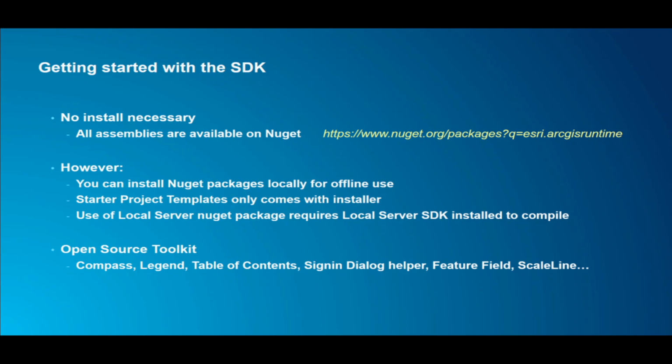It includes already a compass, a legend, table of contents, a sign-in dialog on WPF, feature data field, and a scale line control as well. Right now that's available for WPF and UWP, and we'll be adding NuGet packages online with Xamarin support as well soon.